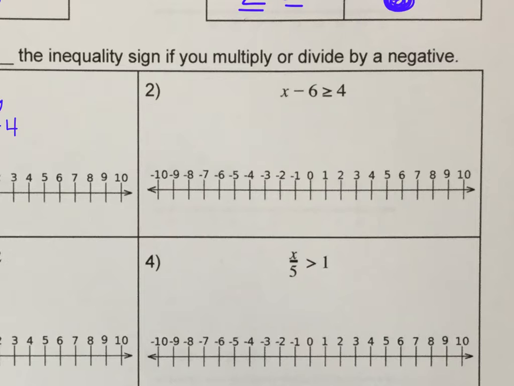All right, this next one, I need to get rid of that 6 on that side so the x is by himself. So I'm going to add 6. 4 plus 6 is 10. I've got an x left on the left side. Since I'm just adding or subtracting, I copy the sign. So this one is greater than or equal to, so it's a solid circle on the 10, and my arrow is going to the right because it matches the sign.